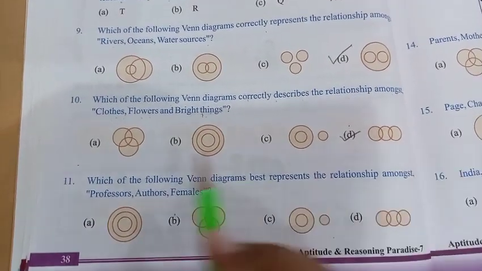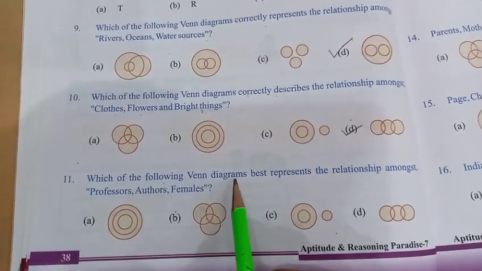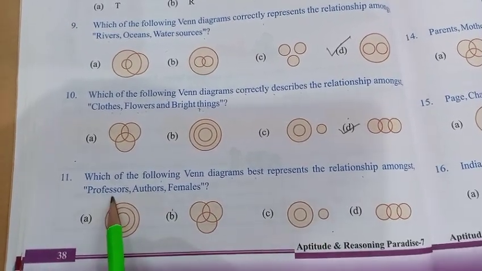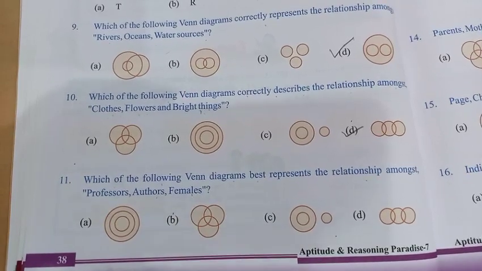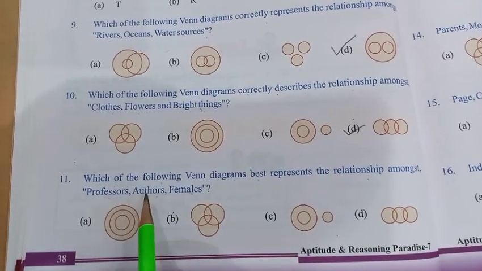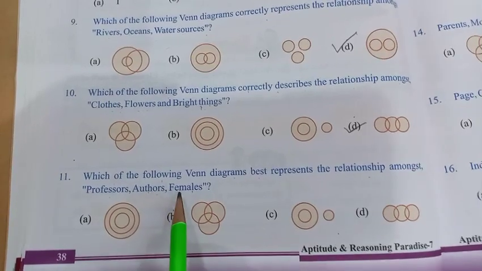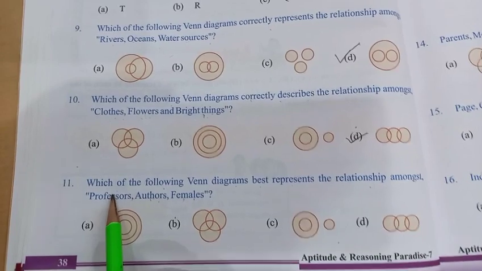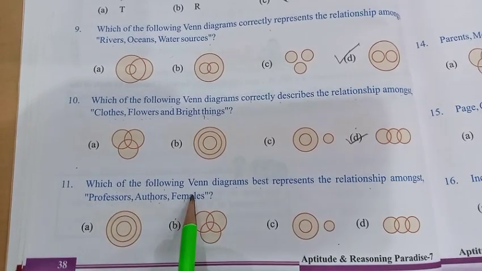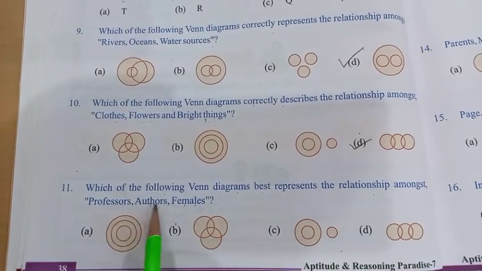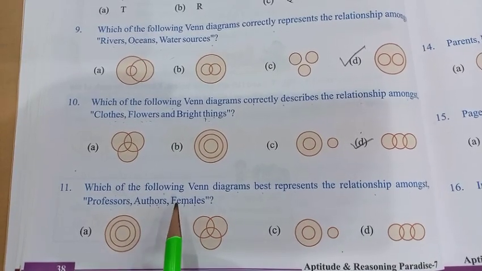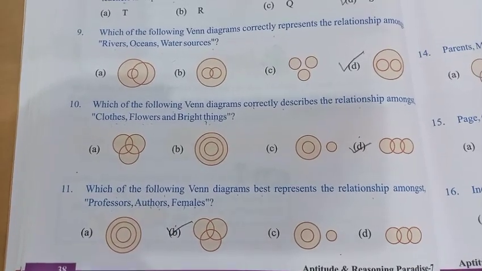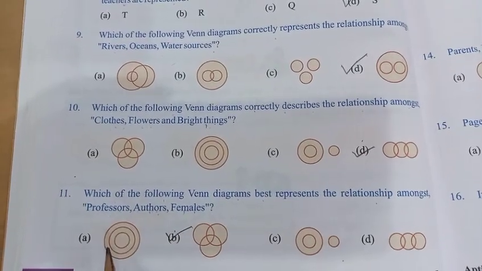Next, 11th. Which of the following Venn diagrams best represents the relationship amongst professor, author, and female? See, professors can be authors, authors can be female, meaning females can be authors, and females can be professors, and professors can be female. So it is clear they all are joined to each other, meaning they intersect each other. So B is the correct option according to the condition given in the question. Clear?